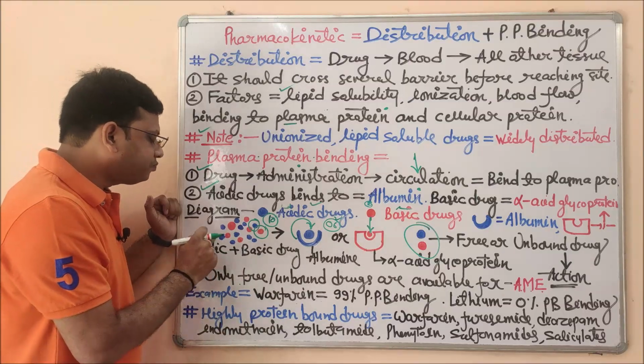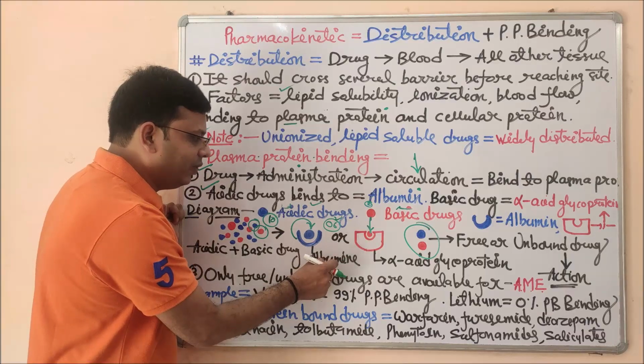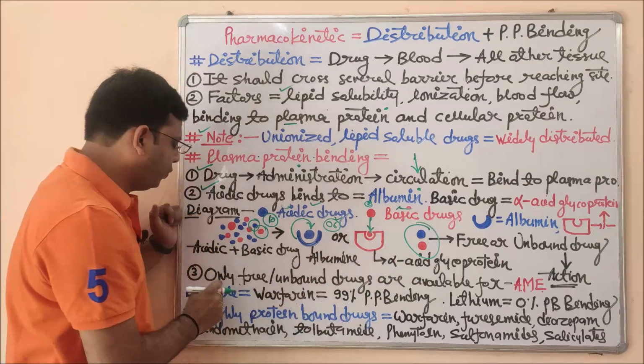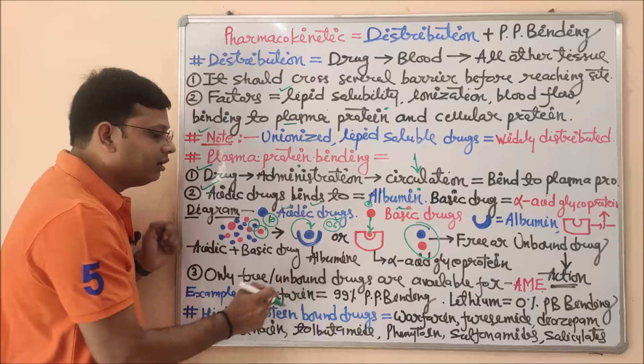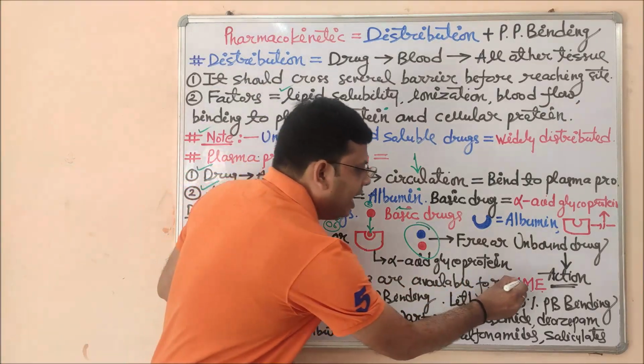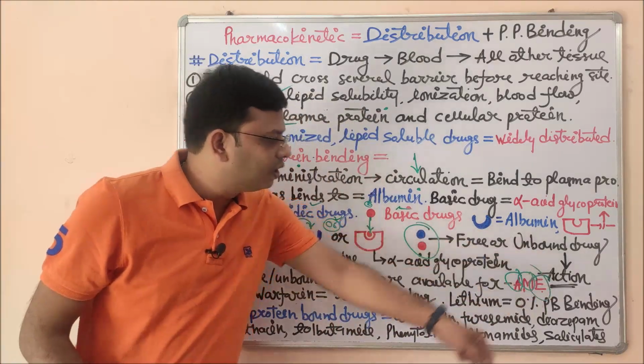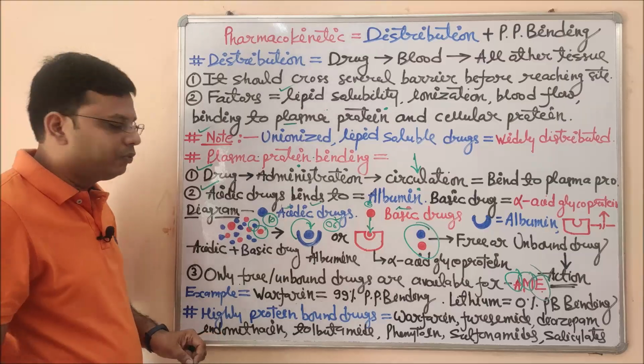So next point: acidic drug and basic drug will bind with the respective albumin and alpha acid glycoprotein. So only free or unbound drugs are available for their action, along with their absorption, metabolism and elimination. Only unbound drug will produce this kind of pharmacokinetic profile.